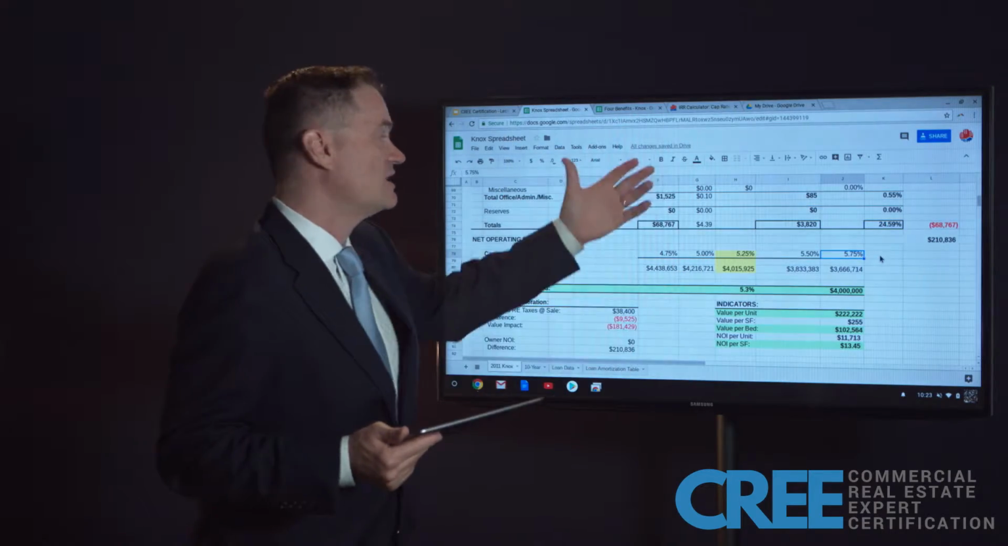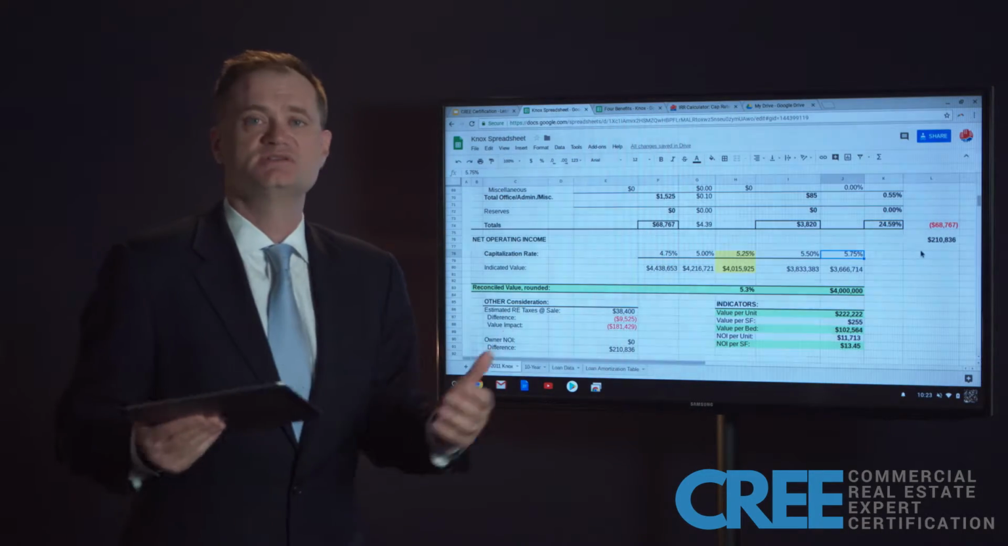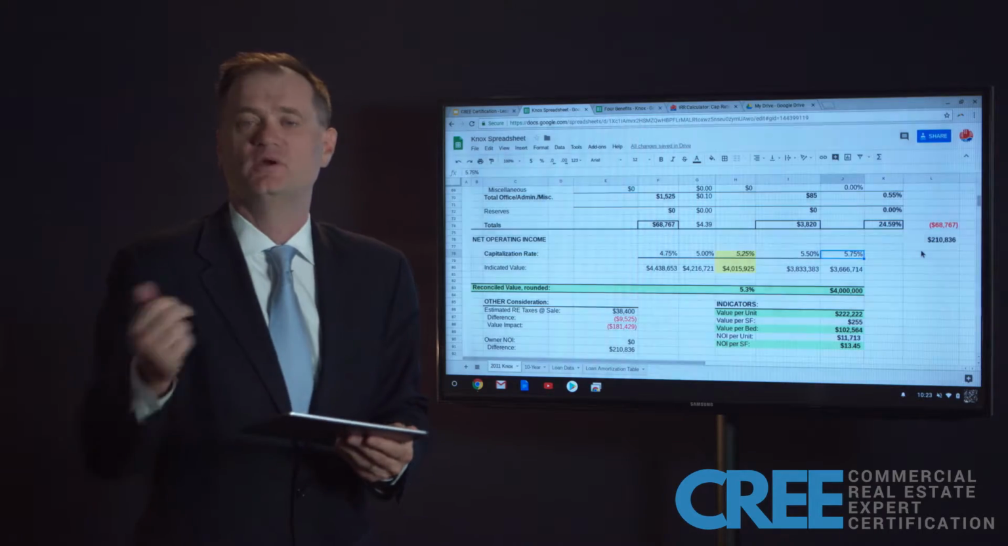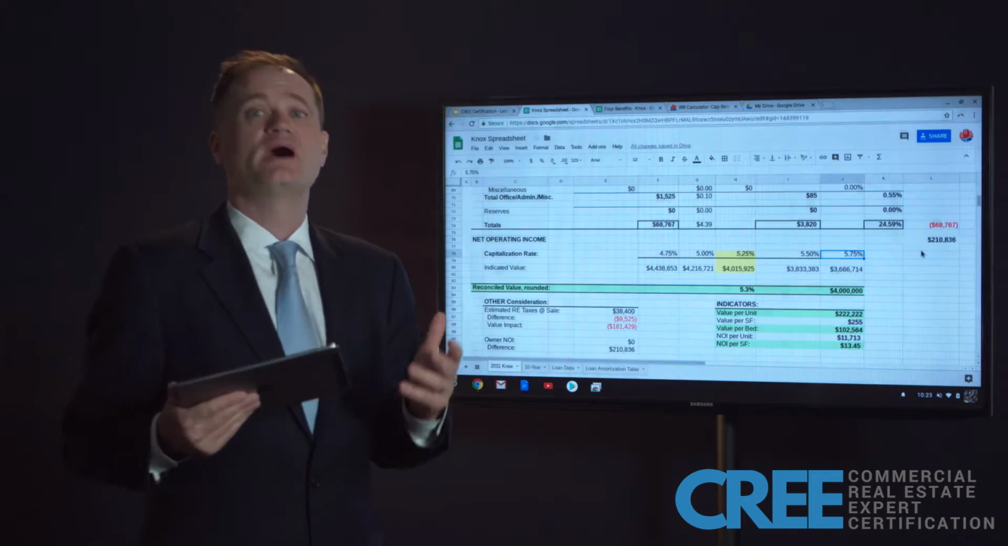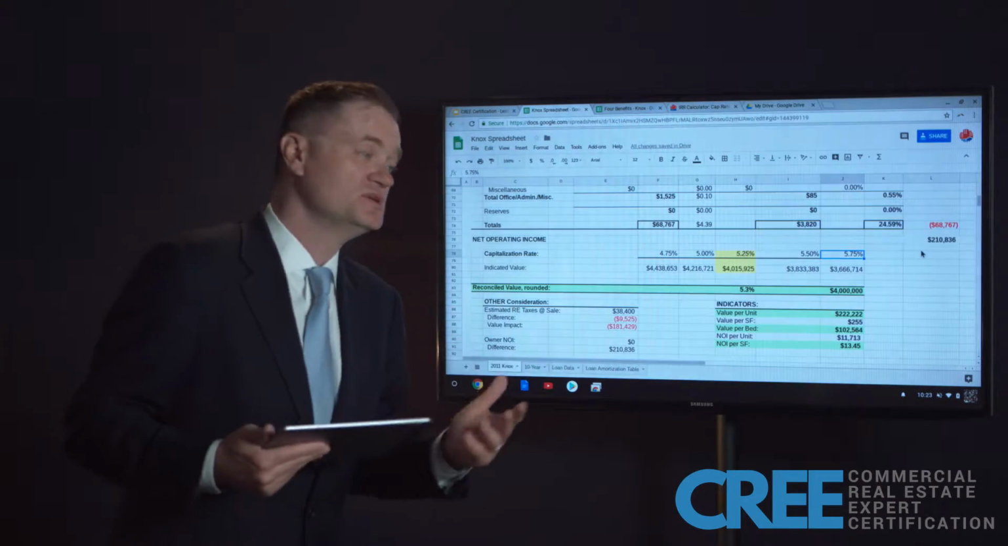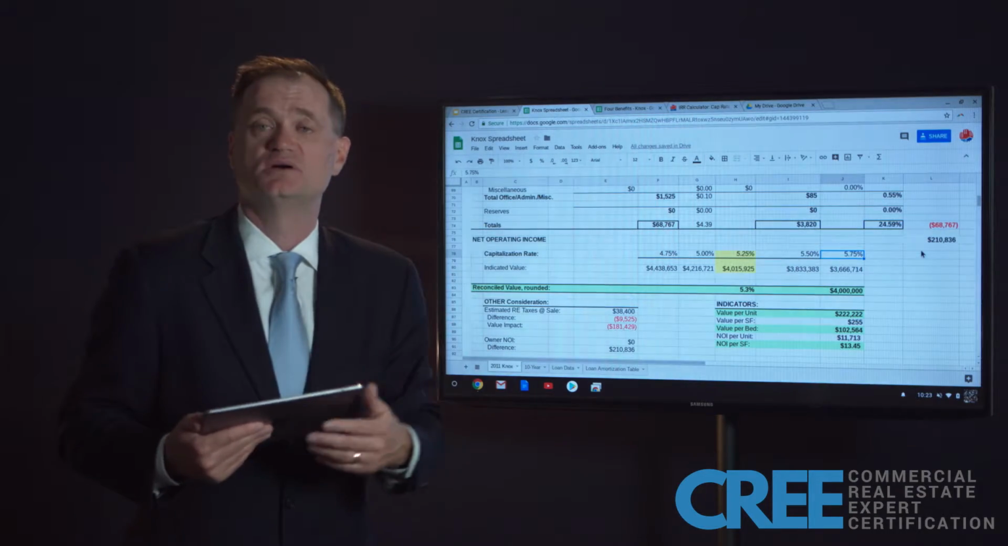In this scenario, the NOI is what it is. It's $210,000. The rents are coming in. We know what the expenses are. Those are relatively fixed. We might be able to increase rents maybe in 6 months or a year.